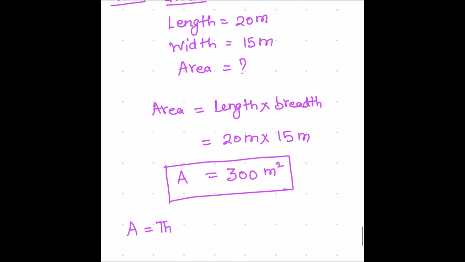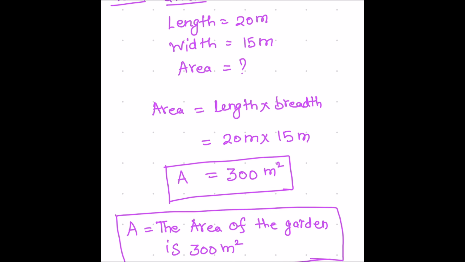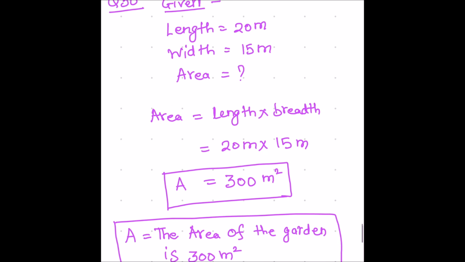So let's write the final answer. The area of the garden is 300 meters square or 300 square meters. This is our final answer. We are going to box the answer. This is how you should write the answer and solve the questions to get full marks in the exam. This completes our last question. Let's take a look at the solution once again.